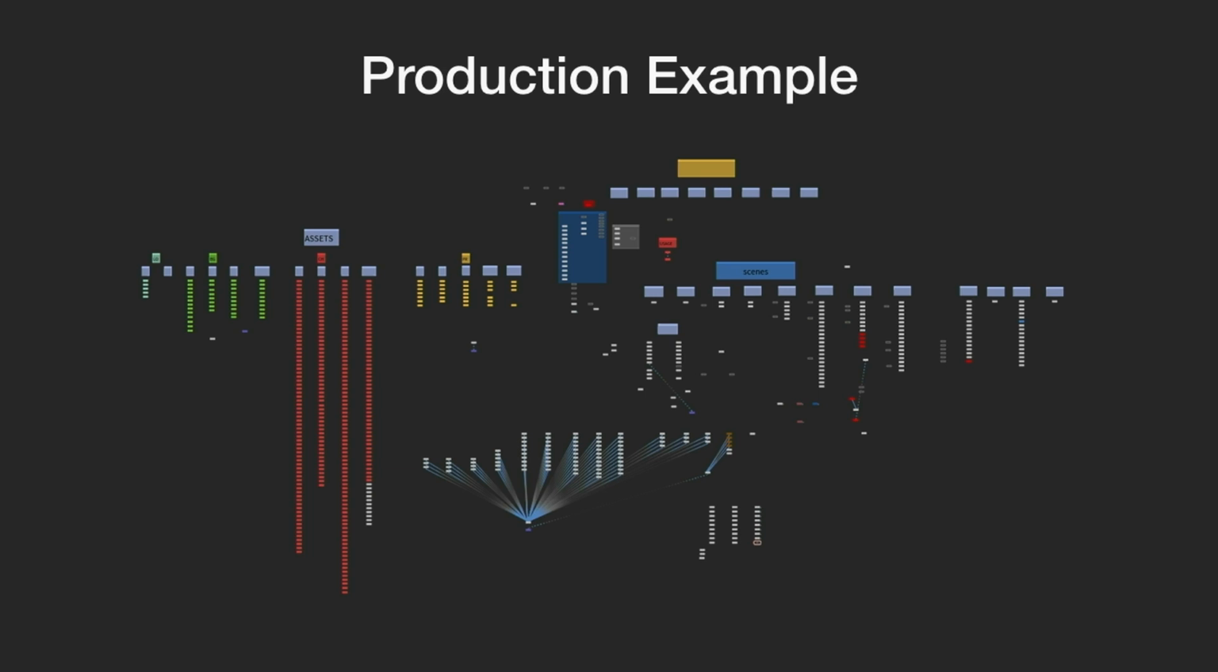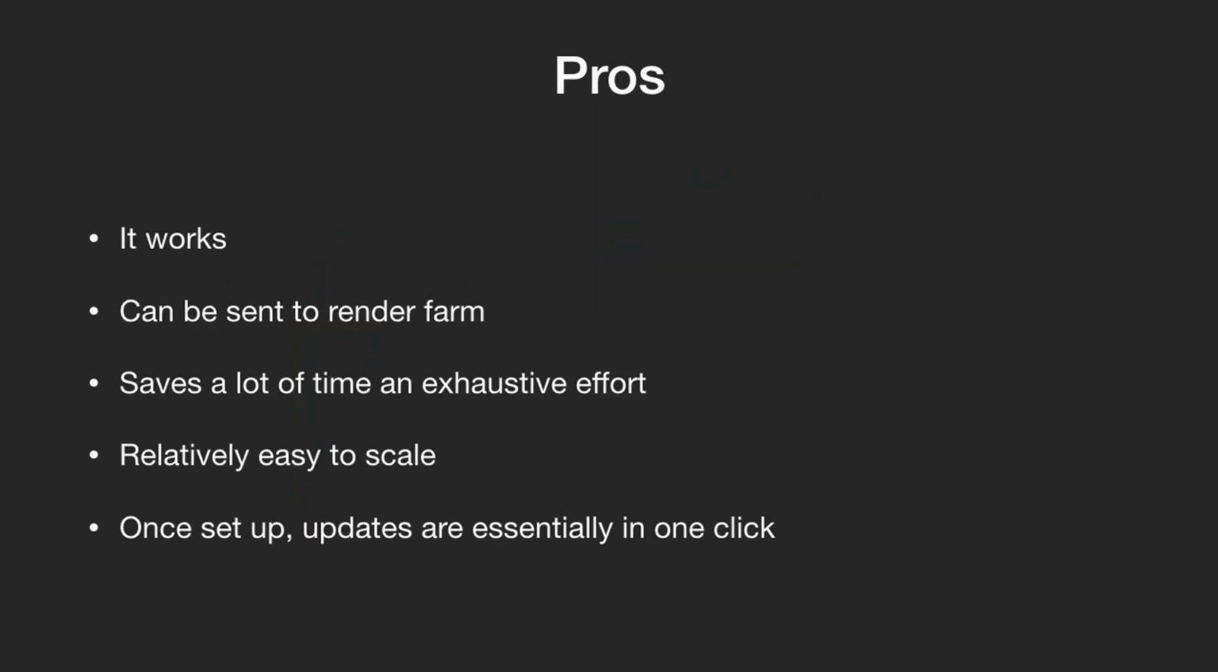The good thing, well, it looks kind of ridiculous, right? There's a lot of nodes there, but they're all Maya-ROP kind of nodes. But the good thing about this is it could be sent to a farm, and yeah, kind of like this. It works. It saves a lot of time and exhaustive effort, because if you're doing 100 shots by hand, repathing references from Maya file, that's kind of fun. It's easy to scale, and one setup is one click.